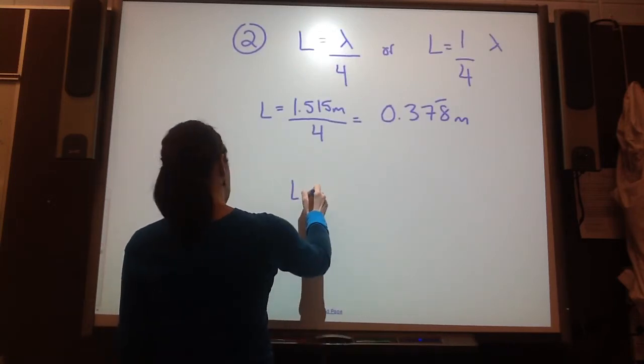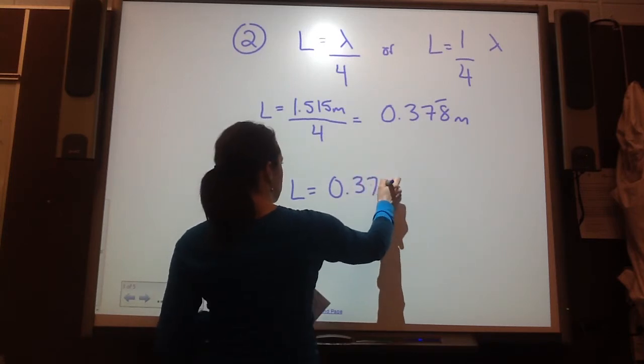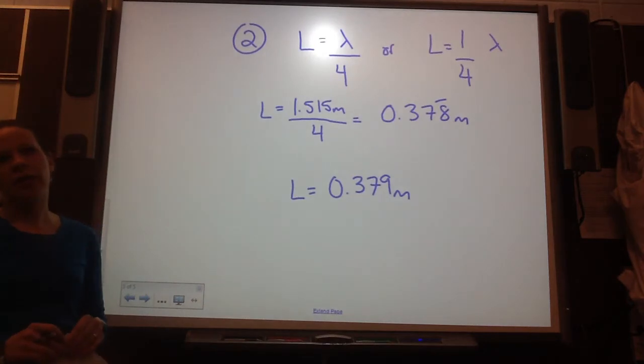So for sig digs, we have 3, so 0.379 meters. Or you could go 3.79 times 10 to the negative 1 meters.